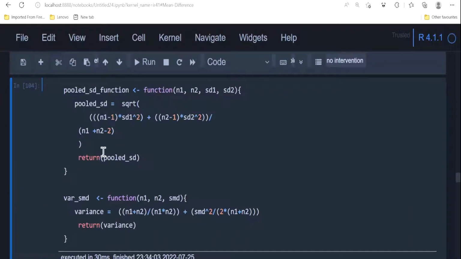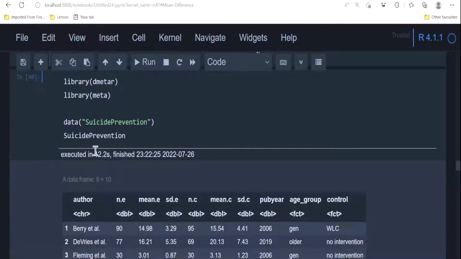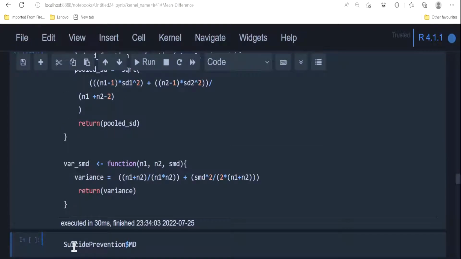So now we already have the pooled standard deviation function and the variance function. The first thing we need to do is calculate the mean difference. The way I calculate the mean difference is, let me just call the data, and let me call it the mean difference, and then the mean difference will be calculated by the mean in the experimental group minus the mean in the control group. Actually, this is making it complex. Okay, the mean in the control group. Now I already have the mean difference.